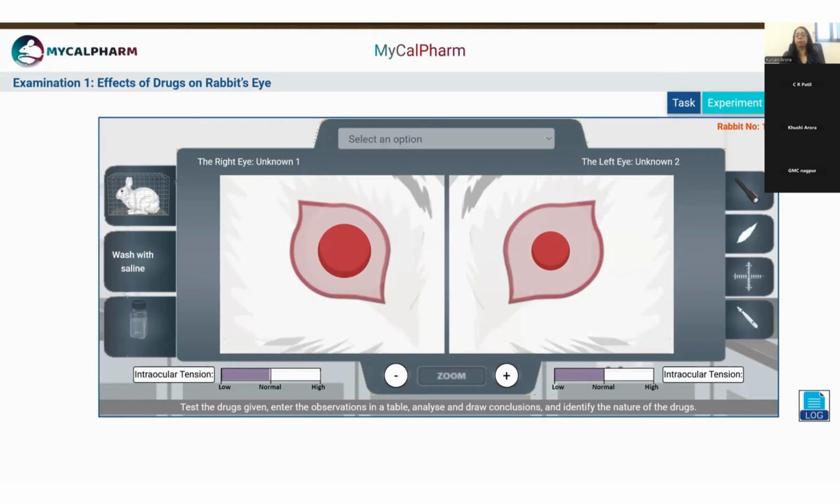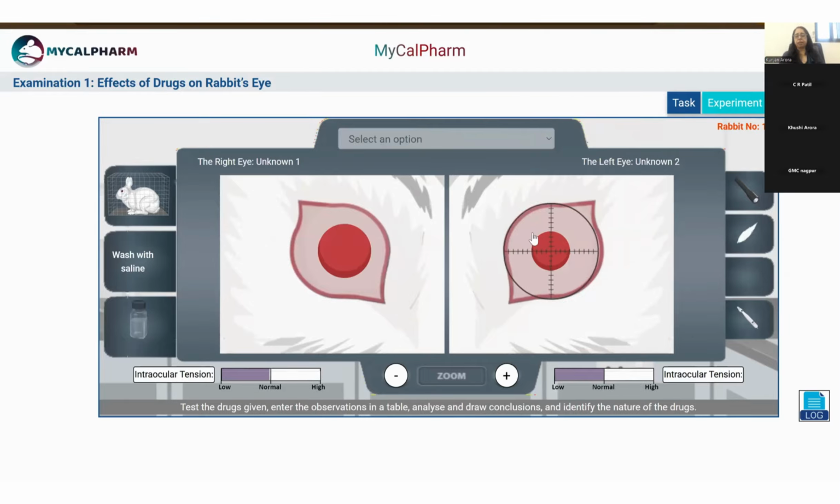Effect is not there. Let us see the light effect. It is there in the left eye, the right eye is also there. So light effect is there. Cotton wool effect is also there.